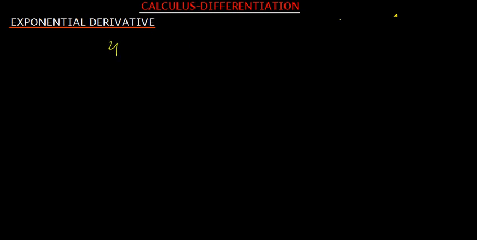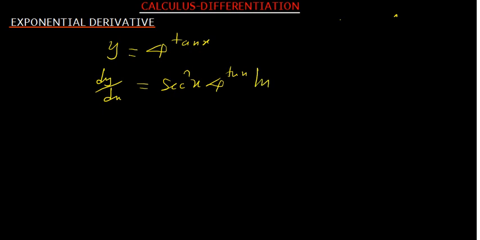Okay, and then we have y is equal to 4 to the power tan x. Now how do we find the derivative for this? Again, dy over dx is going to be equal to, we first find the derivative for tan x. The derivative for tan x is sec squared x. And then we write 4 to the power tan x the way it is. Again, we take the natural log of the base, the natural log of 4. So this will be the derivative for this one.